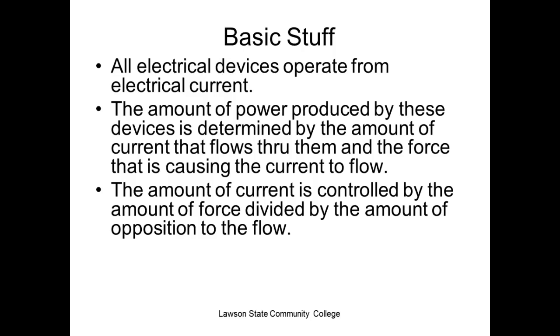So the amount of speed is controlled by the amount of force divided by the amount of opposition. How fast you can move the car would be how much force divided by the weight of the car. So if the weight of the car goes up, speed goes down, right? If the weight of the car goes down, speed goes up. If you push more force and don't change the opposition, then the speed's going to go up, right? You understand?